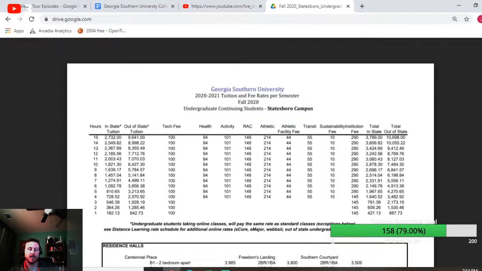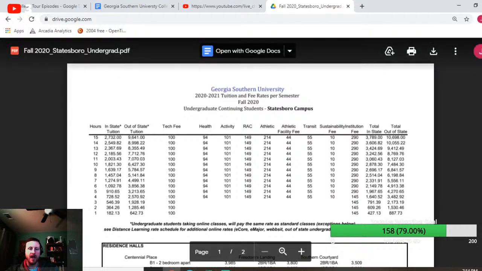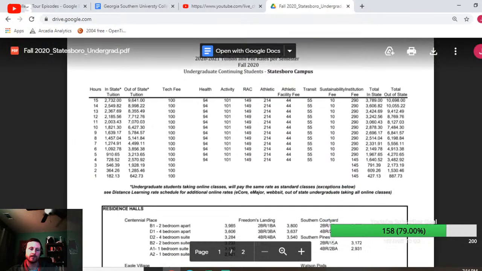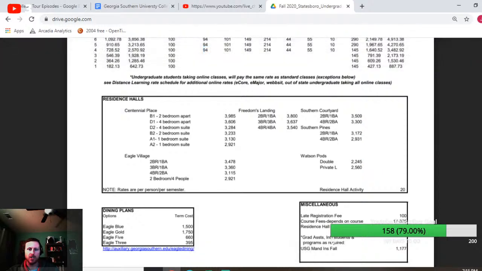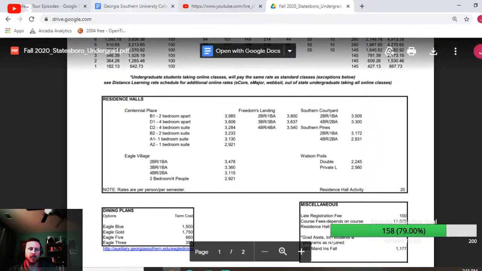Even if you add in all these kind of ridiculous fees: a $100 tech fee that pays for your internet usage, a health fee so you can use their health services, an activity fee, a recreational fee, an athletic fee, an athletic facility fee, a transit fee for buses. These fees kind of nickel and dime you, but I'll be honest, at UGA the fees were $1,000, $1,500 a year. It was kind of crazy. When looking at residence halls, if you're living on campus, it looks like upwards of $3,000 or so, depending on where you're living.